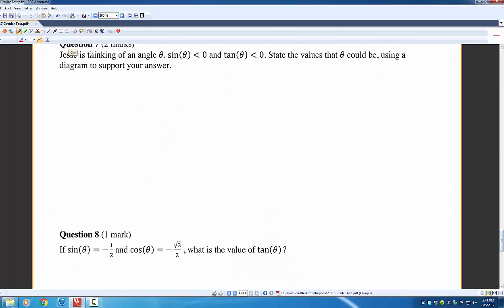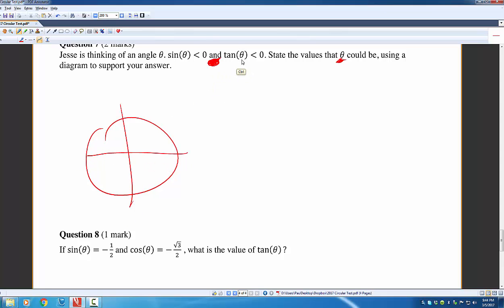Okay, Jesse is thinking of an angle, θ. Sine of θ is less than 0 and tan of θ is less than 0. So what could θ be? Okay, the important thing is it's ANDed here, so both of these are negative. Again, using the diagram.